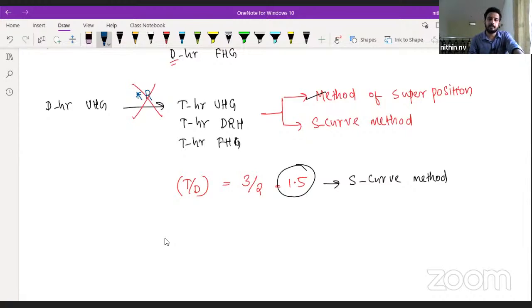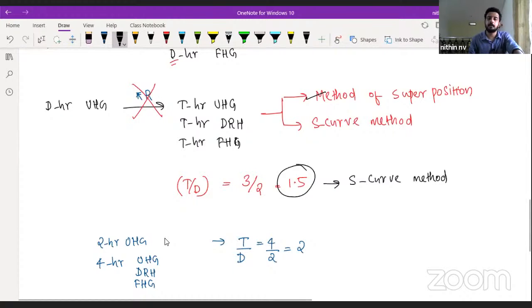For example, another example I'm telling, if we have a 2 hour unit hydrograph like this question, and if they are asking for the ordinates of a 4 hour unit hydrograph, or a 4 hour DRH, or a 4 hour flood hydrograph, I will explain this flood hydrograph after some time. Then what we want to calculate is T, which is equal to 4. What we have is D, which is 2. We are getting an integer.